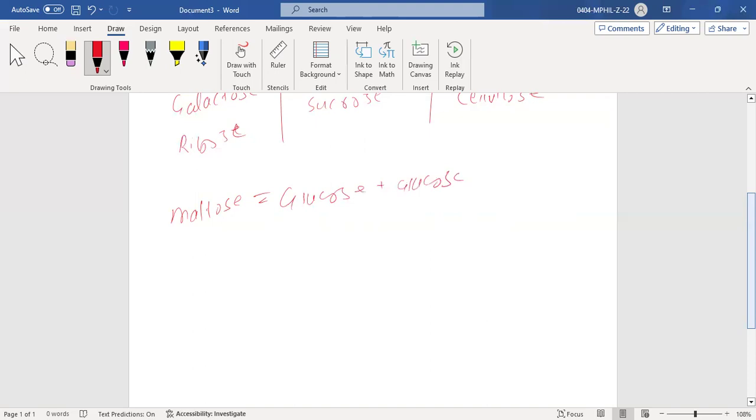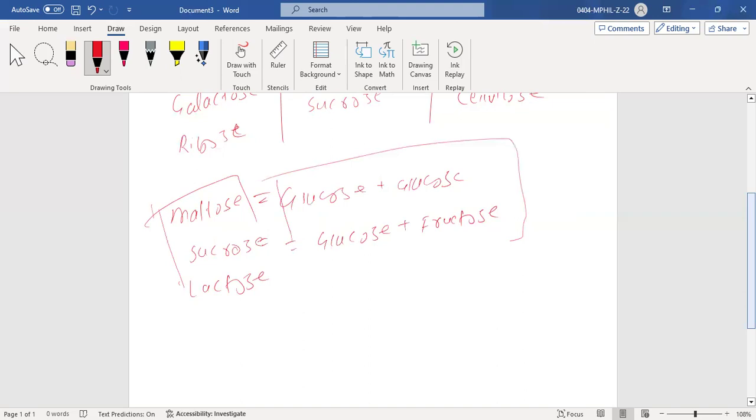So if you have sucrose, what is this? A disaccharide. It is composed of two things: glucose plus fructose. Then you will have lactose. I have told you what lactose is and how it is formed. These are disaccharides, and these are monosaccharides. Glucose is a monosaccharide, and fructose is also a monosaccharide.